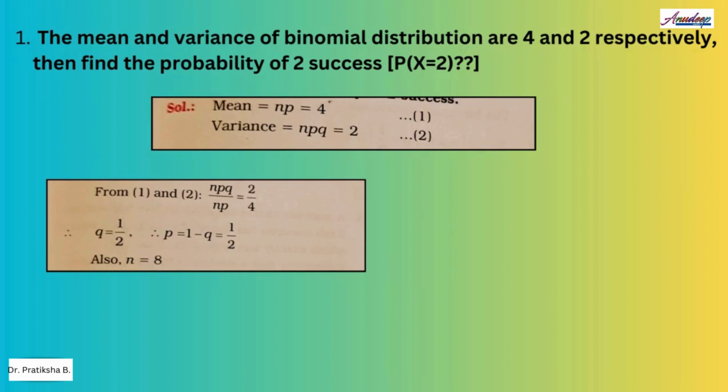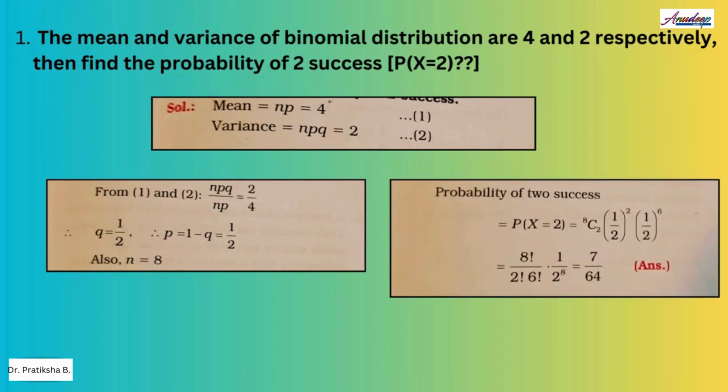Now to get the probability for x equal to 2, we can use the formula for the binomial distribution, that is nCx p^x q^(n-x). By substituting the values of p, q and n, we get the answer as 7 by 64.